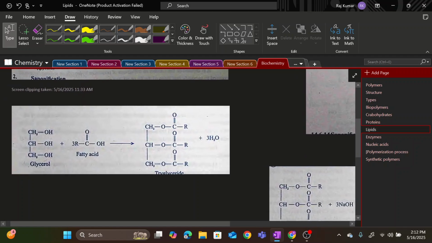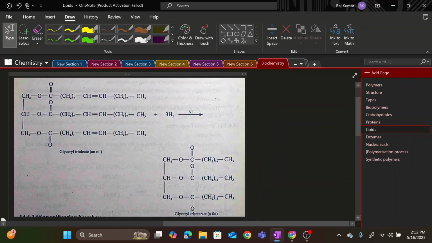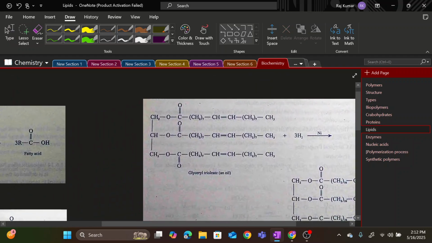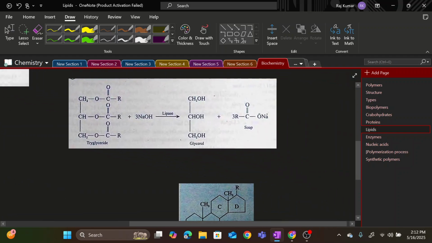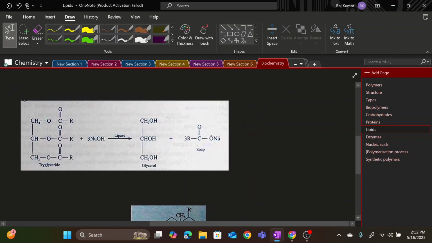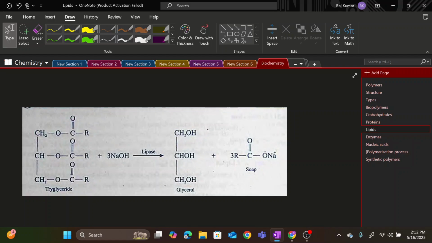On the other hand, there is an important concept which we call saponification. Saponification is basically whenever we take a lipid and treat it with sodium alkali or potassium alkali. Then it is going to produce two things.